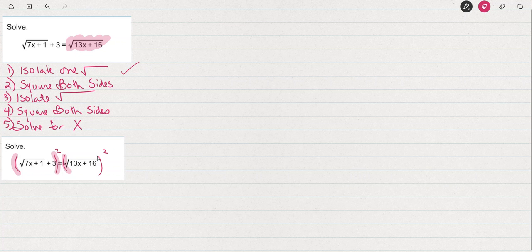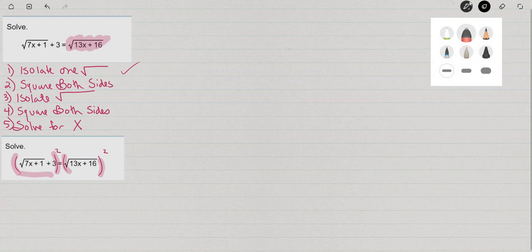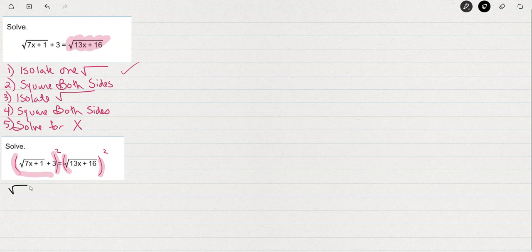Be careful when we square both sides that on the left side, you're squaring that entire expression. It's not the square root of 7x plus 1 squared plus 3 squared. It's that whole quantity squared. So it's going to look like this. We'll have the square root of 7x plus 1 plus 3 times the square root of 7x plus 1 plus 3.